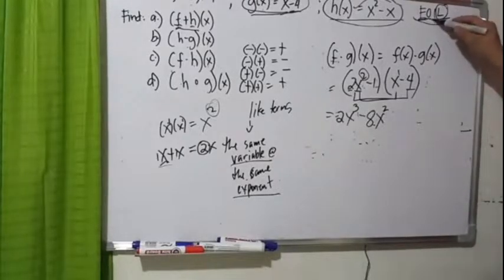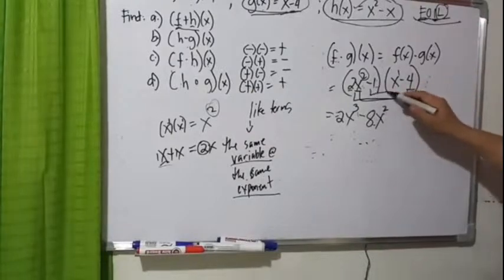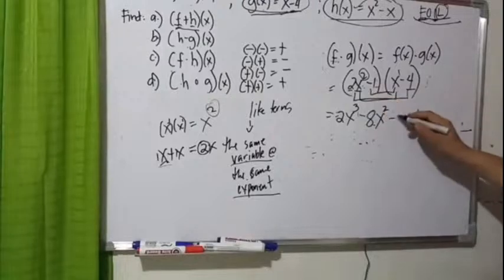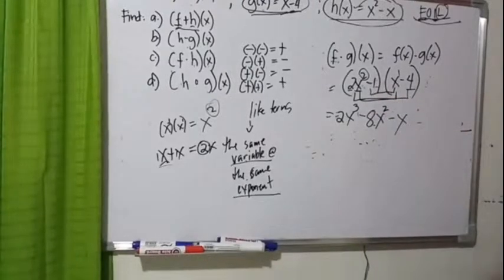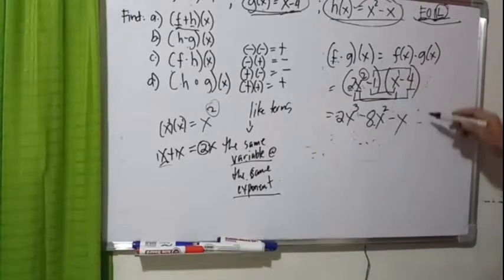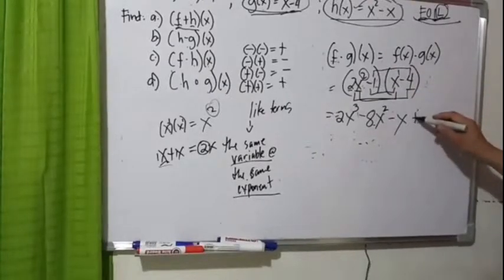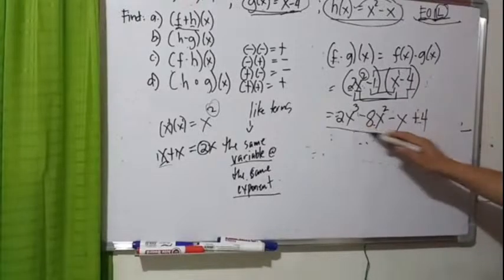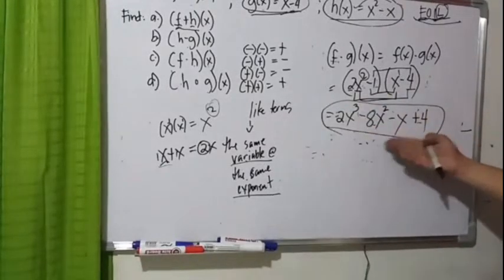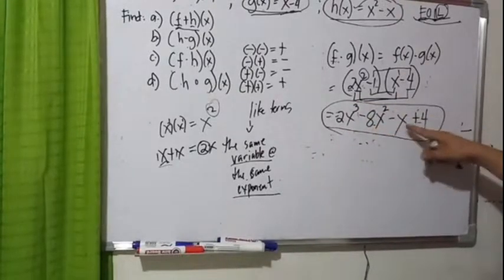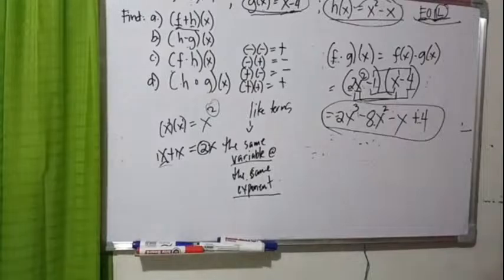Then inner, negative 1 times x, that is negative x. Then last term, negative 1 times negative 4 is positive 4. Then this is the final answer because there are no like terms here. So that is 2x cubed minus 8x squared minus x plus 4. Okay.